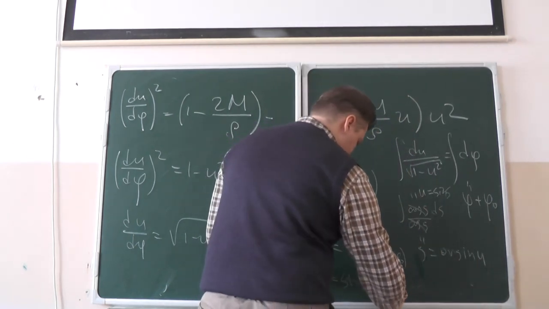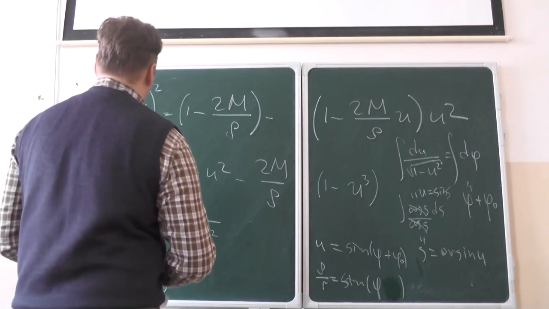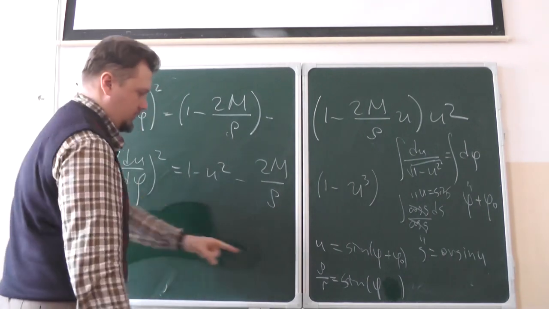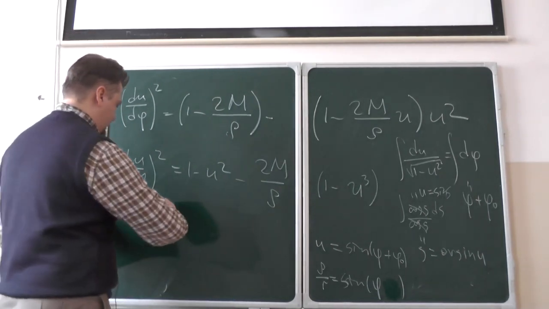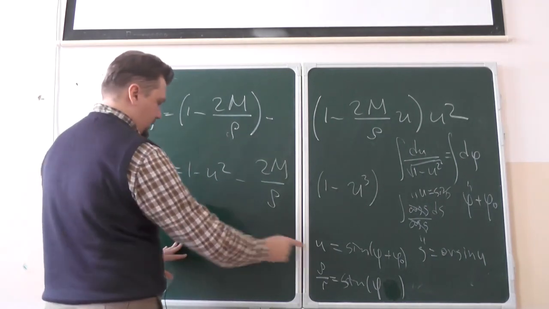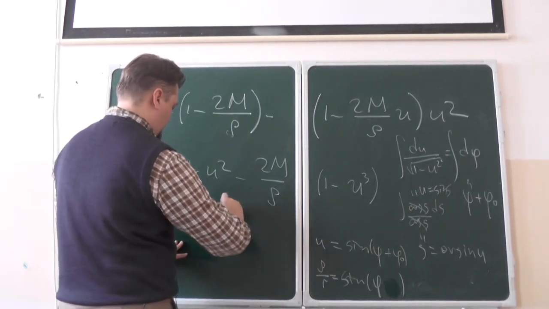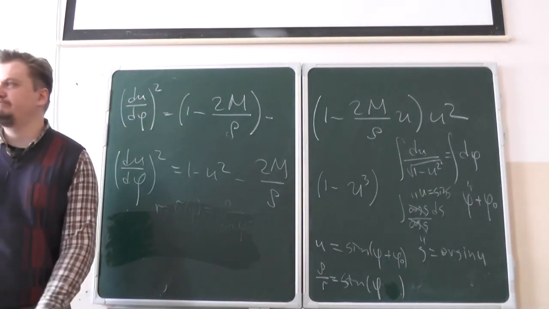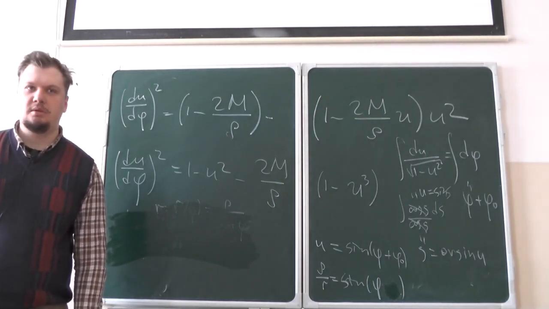Let us put phi 0 to 0, because this is just rotation of the polar coordinate system. Okay. And what is that in the polar system of coordinates? If you have this dependence between radial coordinate and angular coordinate, it equals rho divided by sine of phi. In polar coordinates, what's that?